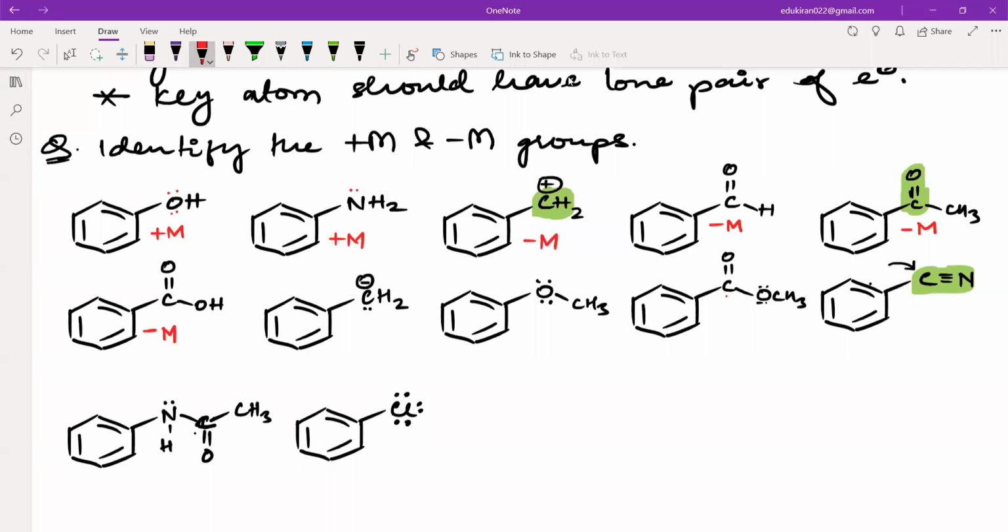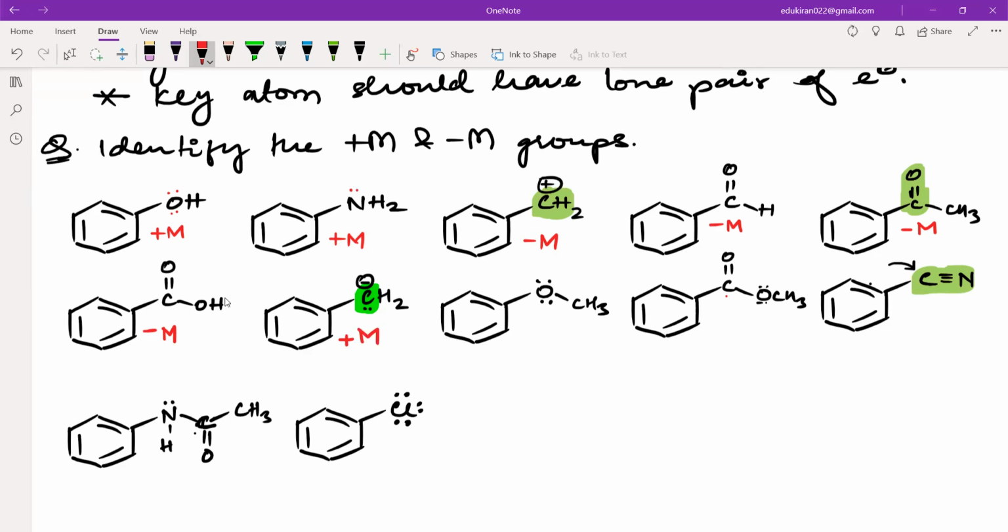What about CH2 negative? What is the key atom here? The key atom is carbon, right? Now tell me, is carbon attached to any electronegative element? No. That means it is not minus M. Now we have to check whether it is plus M or not. So does it have a lone pair? Yes. If it has a lone pair, only then it will be plus M.